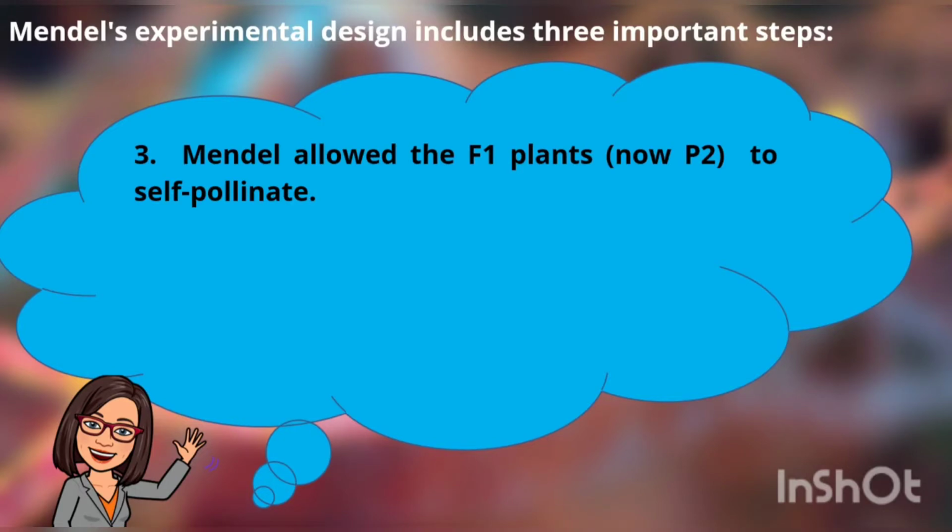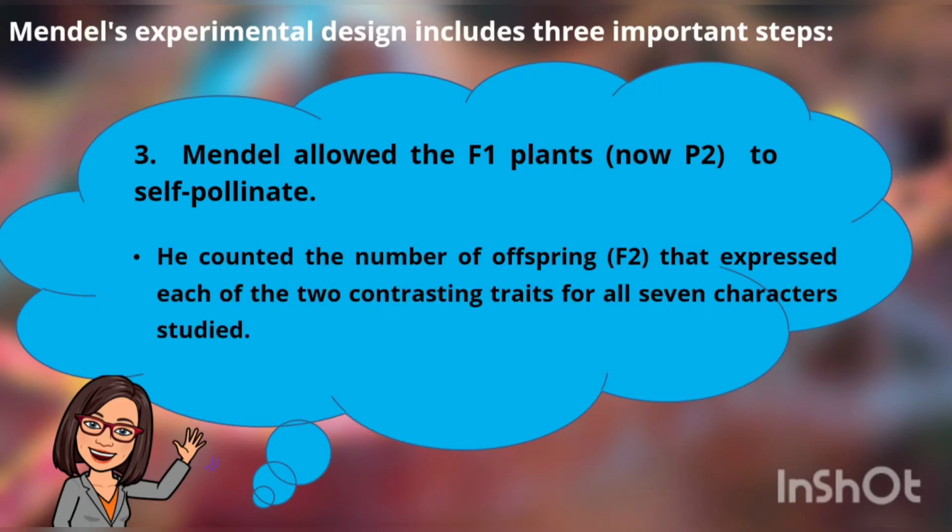For number 3, Mendel allowed the F1 plants, or the first filial generation, now considered as the parental generation 2, to self-pollinate. He counted the number of offspring, which is F2, that express each of the two contrasting traits for all 7 characters studied.